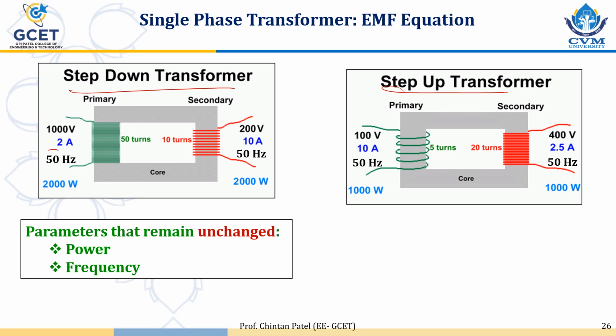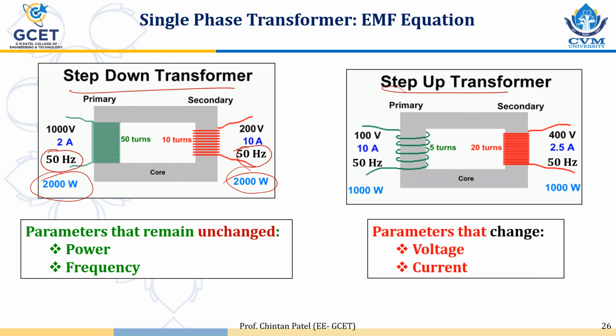So the frequency of voltage at the primary side is 50 Hertz. At the secondary also it is 50 Hertz. Total power at the primary is 2000 watt. On the secondary it is 2000 watt. So these two, power and frequency, remain constant or unchanged in the primary and secondary winding.